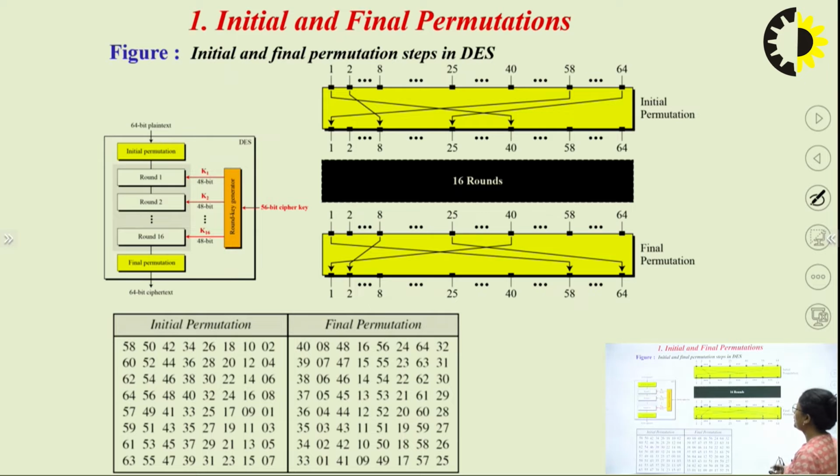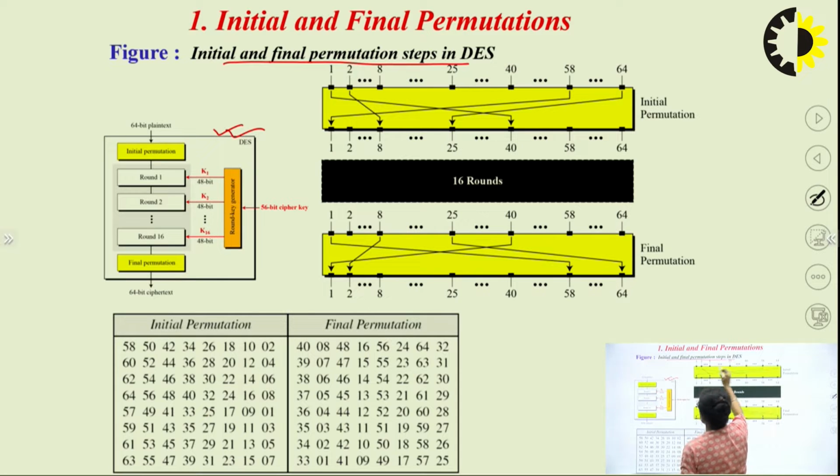To start with, we are talking about the first step now. In every slide, I'll have this block diagram of DES for us to map which stage we are at right now. So first we'll start with the initial and the final permutation. What happens in the initial permutation round and the final permutation round? First we'll talk about this, then the rounds, and then the round key generation.